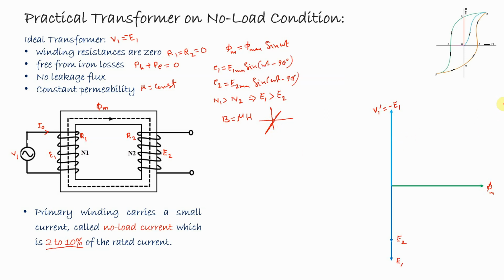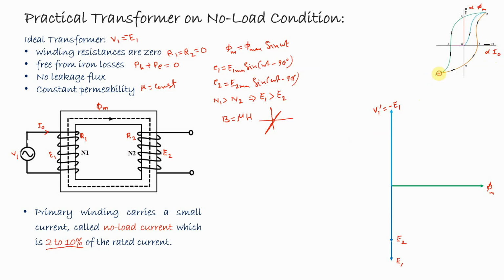So we know that this is the hysteresis loop, where B is on the y-axis, which is proportional to the flux, that is the mutual flux, and H, that is the magnetic field intensity, is proportional to the current. Here the current means the no load current. Consider the point D here.